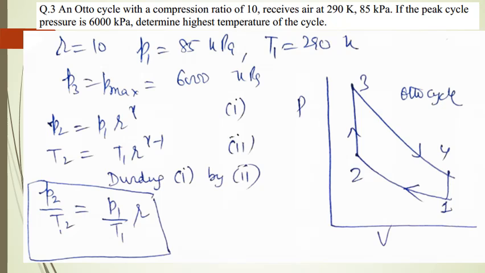The given parameters are the value of R, that is compression ratio, is 10, P1 equals 85 kilopascal, T1 is equal to 290 Kelvin. The maximum pressure of the cycle, that is P3, is equal to 6000 kilopascal.